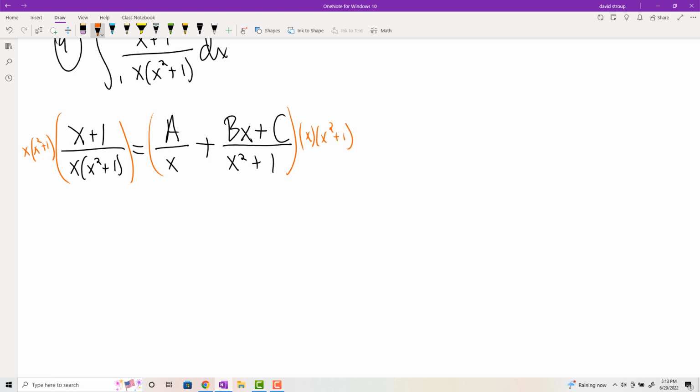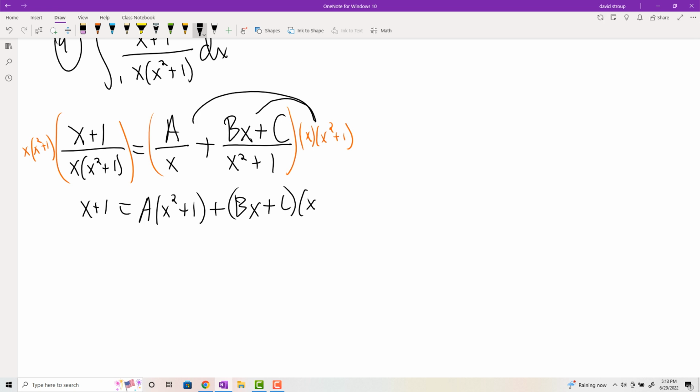On the left, the denominator will cancel with that multiple of x times x squared plus 1, and you just have x plus 1. On the right, you have to distribute. In the first distribution, the x's will cancel, leaving you with a times x squared plus 1. In the second distribution, the x squared plus 1's will cancel, leaving you with x times bx plus c. Okay, when you have these irreducible quadratics, then you have to do equating coefficients.